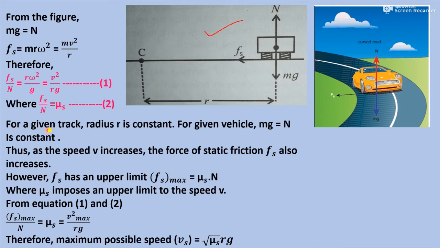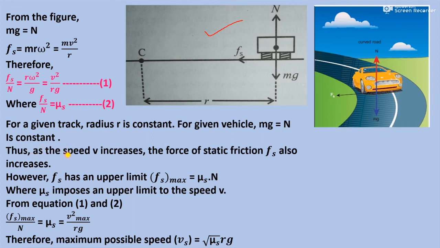Now, for a given track, radius r is constant. Obviously, if any vehicle is moving along any road, the radius from the center to that road is always constant. For a given vehicle, if you are considering a fixed vehicle, whether a car or any other vehicle, mg is always equal to N, as they balance each other. That is also constant.